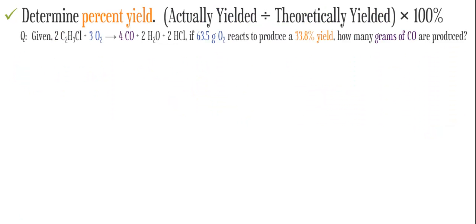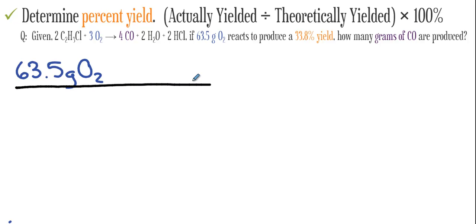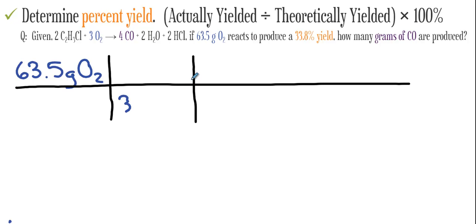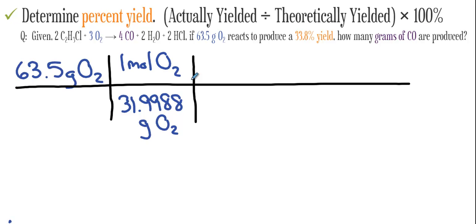Determine percent yield. Take your actual yielded amount and divide by your theoretically yielded amount, which is the amount you'd calculate that could be yielded if all was consumed in the reaction. Here we have 63.5 grams of oxygen. If we go ahead and determine how much carbon monoxide, which is the end goal, is produced if all 63.5 grams of oxygen is used, then we can apply the 33.8% yield that we're told we'll receive.